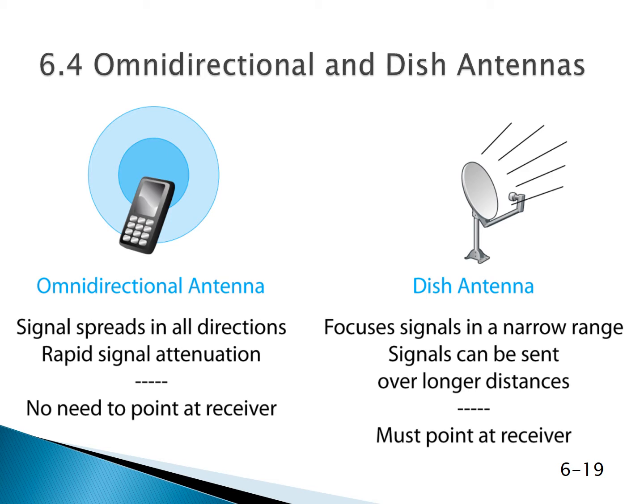And then the other type is the dish antenna. A dish antenna focuses signals in a narrow range, and signals can be sent over a longer distance. So it's normally like this: you have a dish, and the dish will basically send the signal in one direction and also receive signal from that direction. So of course, when you have this, you must point it correctly at the receiver. Otherwise, the signal will be very weak or even not receivable.